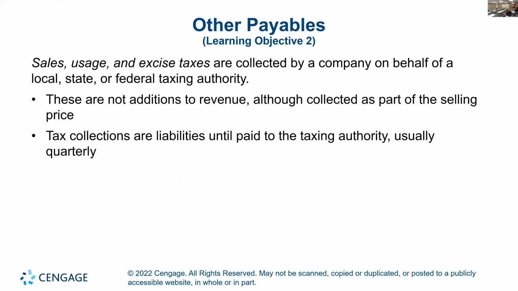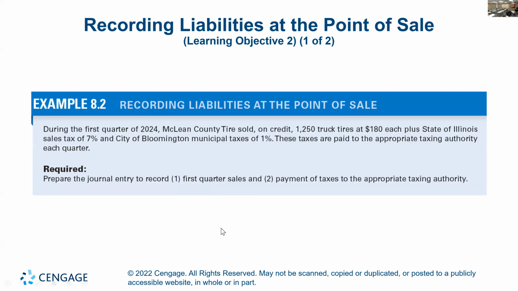And then we have some other payables. Okay, one of the big ones is sales tax, sales usage and excise tax. A company collects them, but it is not part of the company's revenue. So when we record a sale, here we got an example: during the first quarter, McLean County Tire sold on credit all these truck tires at $180 each, plus sales tax of 7% and municipal taxes of 1%. Okay, so that goes on to the sales price. The customer's paying that in addition.